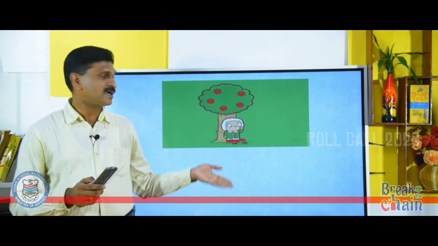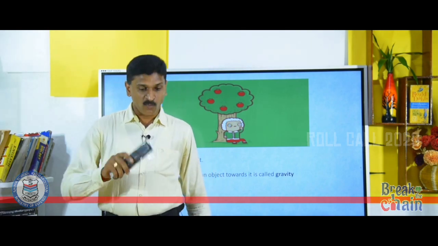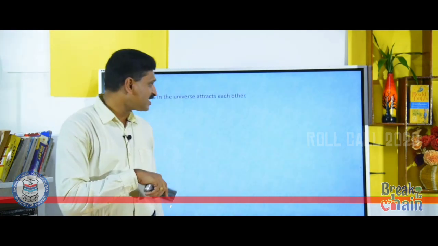Let us see one more example. This picture resembles Sir Isaac Newton sitting under a tree, an apple tree. An apple suddenly fell onto his head. He started thinking what may be the reason for this. Finally, he got the answer that the earth is attracting all objects towards its center. The force with which the earth attracts an object towards its center, we call gravity. Later, he explained more that it is not only the earth, every object in the universe attracts each other, and that force is what is called gravitational force.